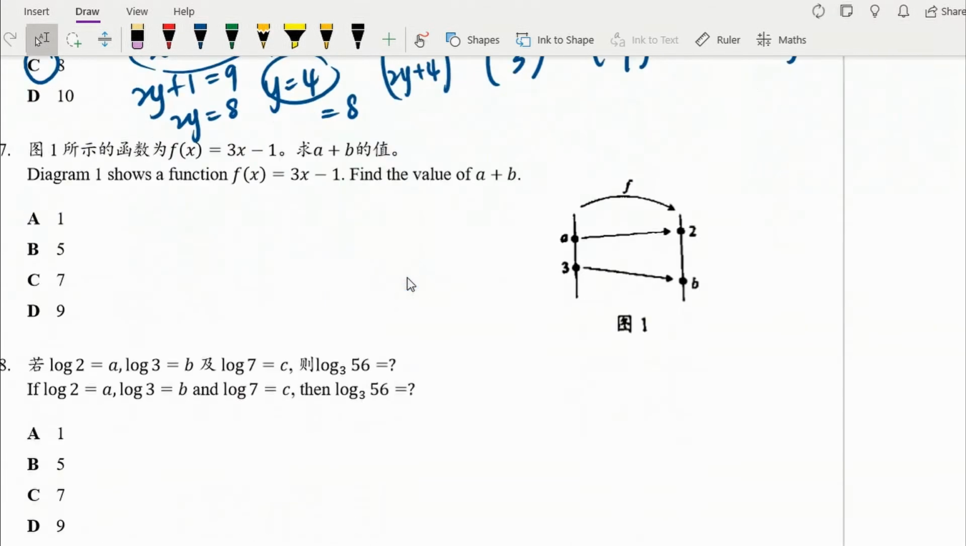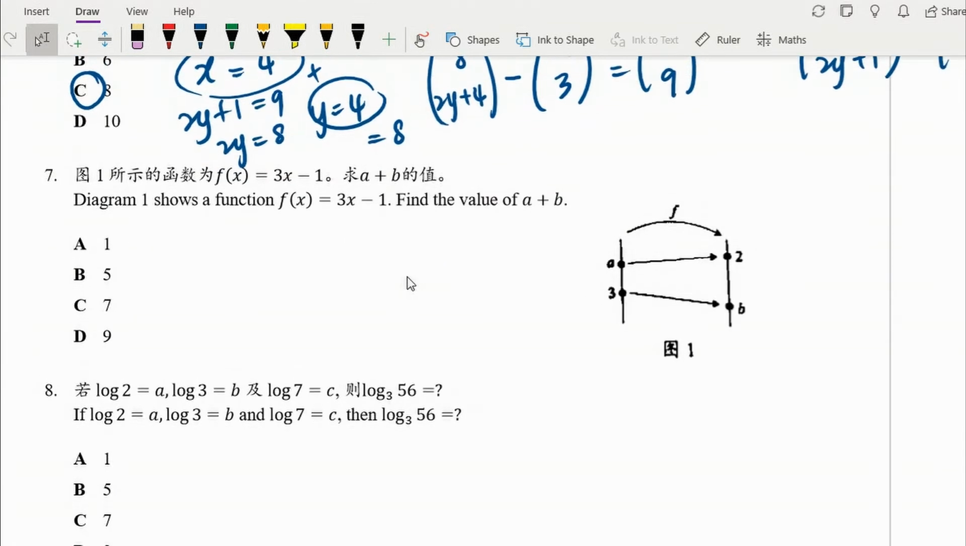Okay, question number 7. This is a function question. A very basic question, very straightforward. f(x) is 3x minus 1. You want to find a plus b. Where is your a? Your a is here, your b is here. So it means f(a) is 2 and f(3) is b. This is what the diagram means. Just sub in.